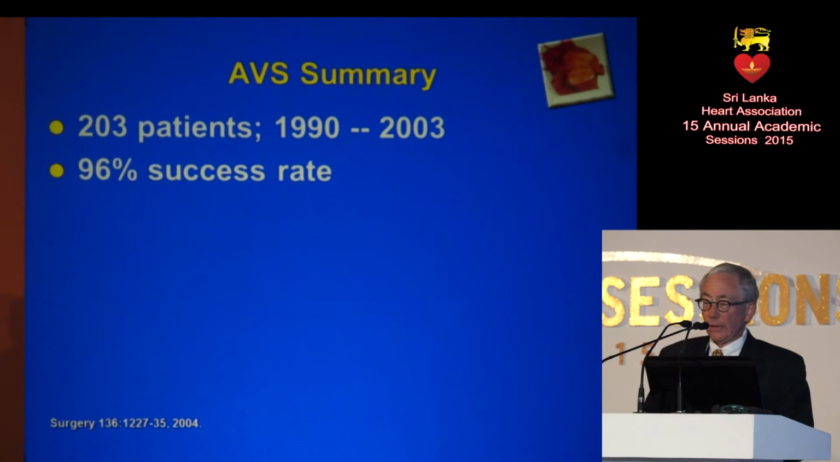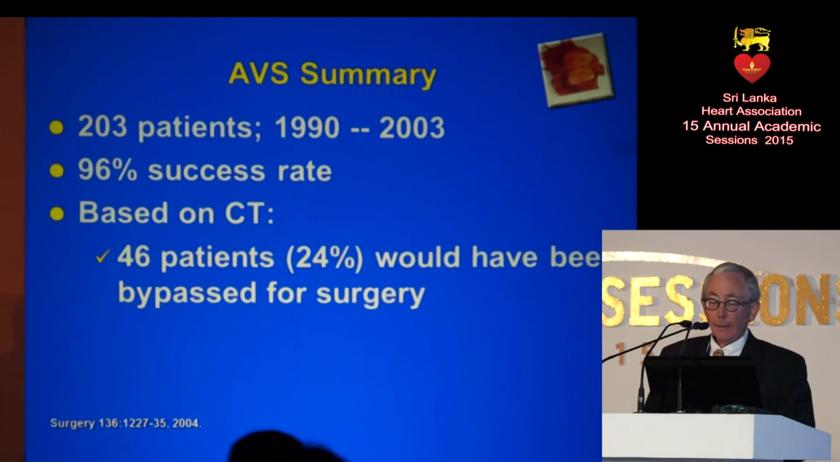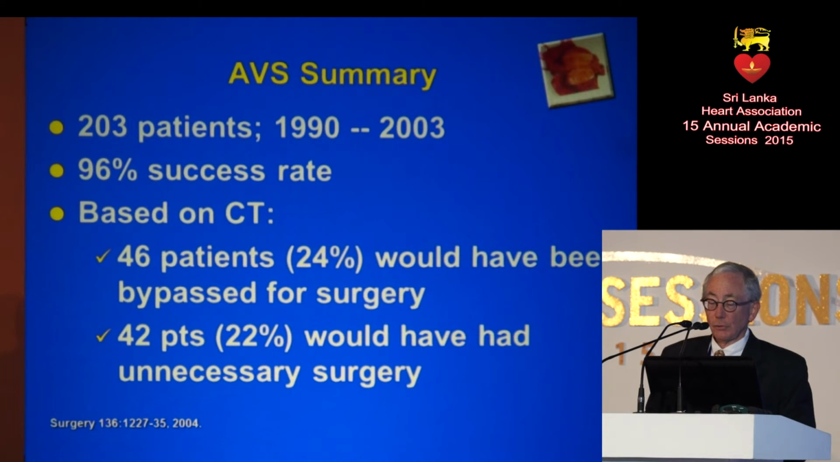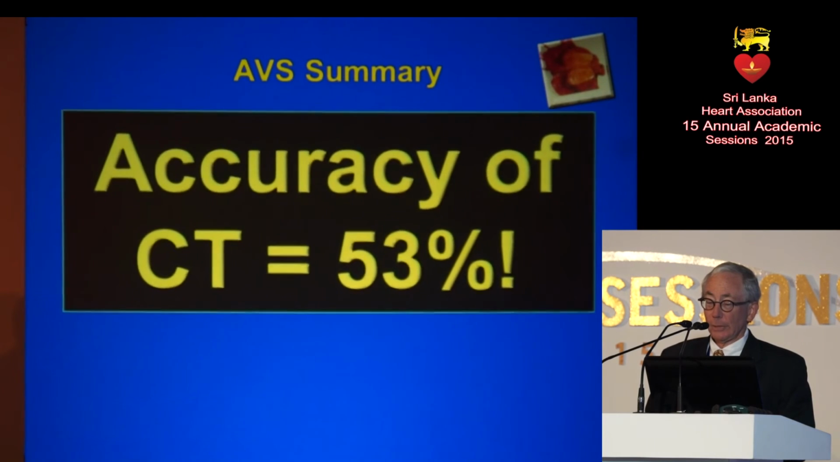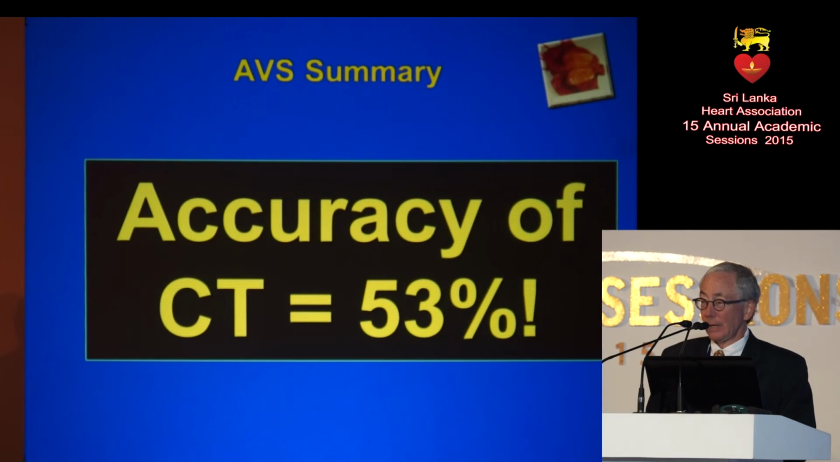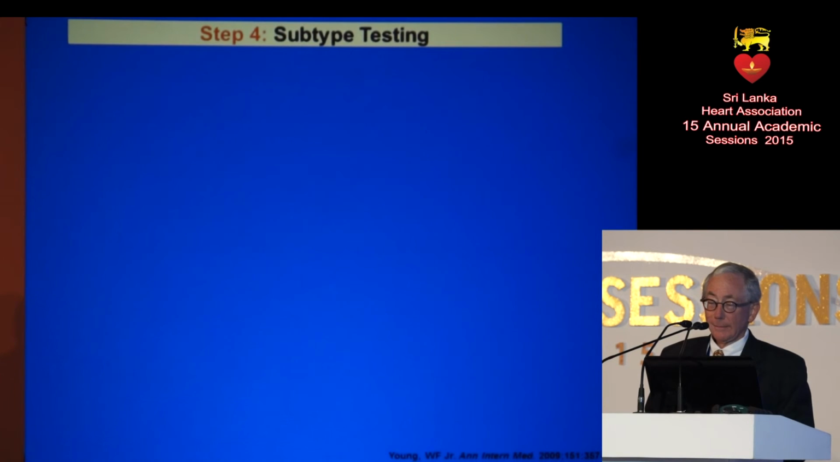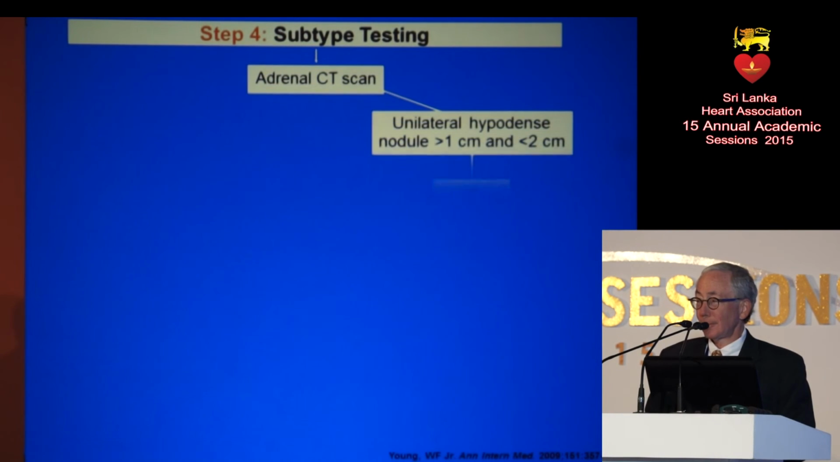Now, there are some nice studies that have been done about adrenal vein sampling, and there's a nice report from the Mayo Clinic which shows a very high success rate if you can see a difference. Appreciate that there are a lot of problems with CT imaging, though. About a quarter of patients would have been bypassed for surgery, and a quarter would have had unnecessary surgery. So what that really tells you is the accuracy of a CT scan is very poor. The bottom line is, don't rely on it.